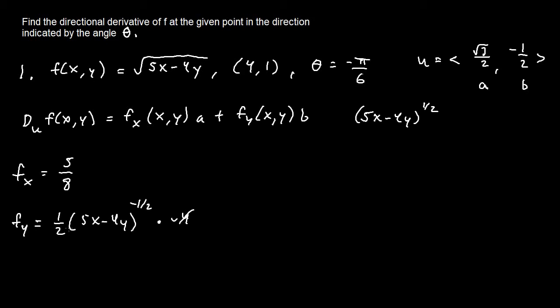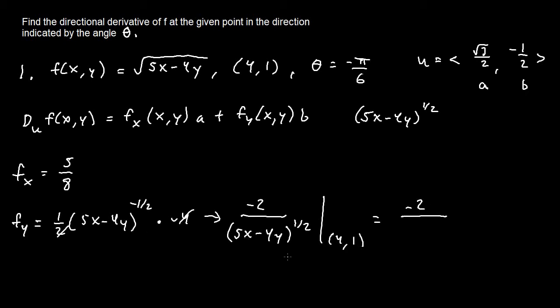So notice 4 divided by 2 is 2, so we'll get negative 2 up top over, we can bring the exponent down, so we get (5x minus 4y) to the 1/2 power. And so now I need to evaluate f sub y at the point 4, 1. So if I go ahead and evaluate it at the x value of 4, the y value of 1, we'll get negative 2 over, now if I plug in 4 for x, 1 for y, we'll get 20 minus 4, which is 16. 16 to the 1/2 is 4. So negative 2 over 4 will give us negative 1/2.